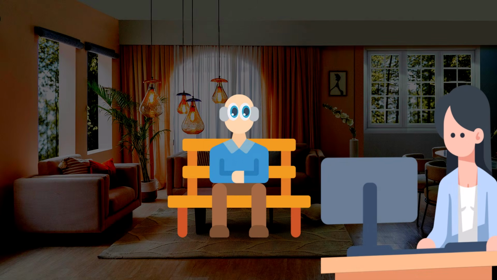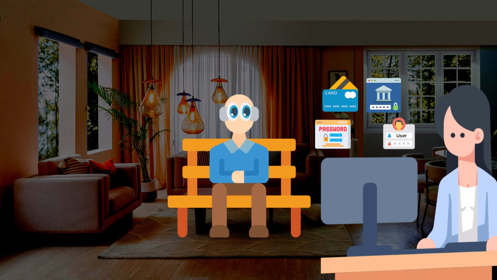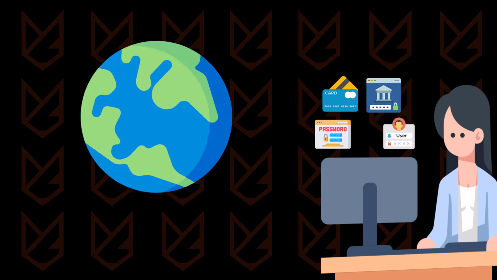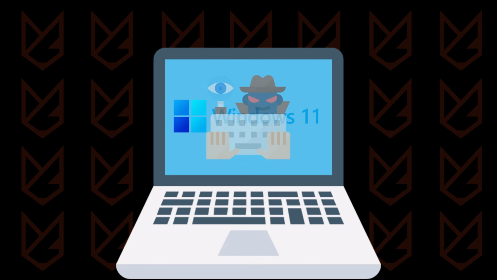Imagine someone standing right behind you, watching every single letter you type. Your passwords, your private messages, your credit card numbers, everything captured in real time. Now, imagine they don't need to be in the room. This is the reality of a keylogger. It's a silent, invisible threat that sits on your Windows 11 PC, recording your life one keystroke at a time.